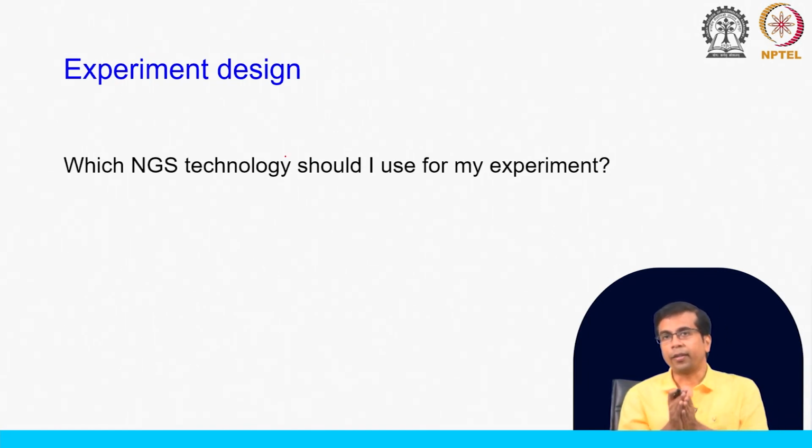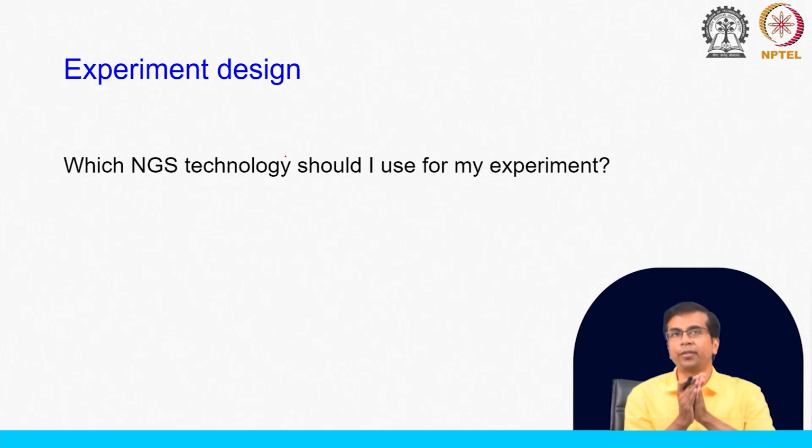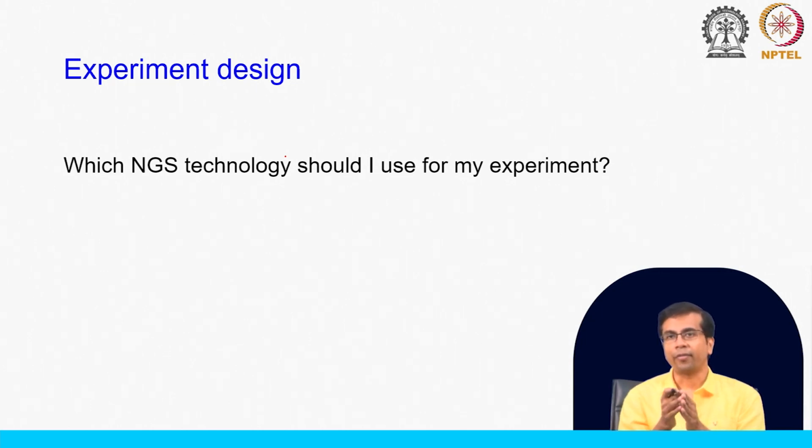Okay. So, coming to the last part. We have looked into coverage, we have looked into quality score. The last part is about experiment design. When we are starting a project or doing some experiments, one of the questions we might have is which NGS technology I should use for my experiment. This is a question that we always face in our research, we also face this question: which NGS technology is suitable for me.